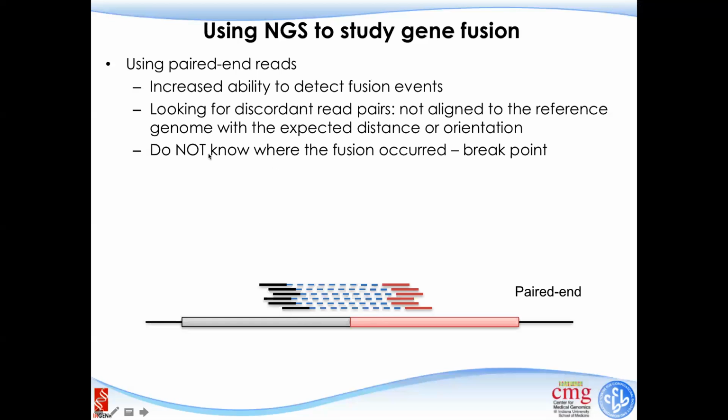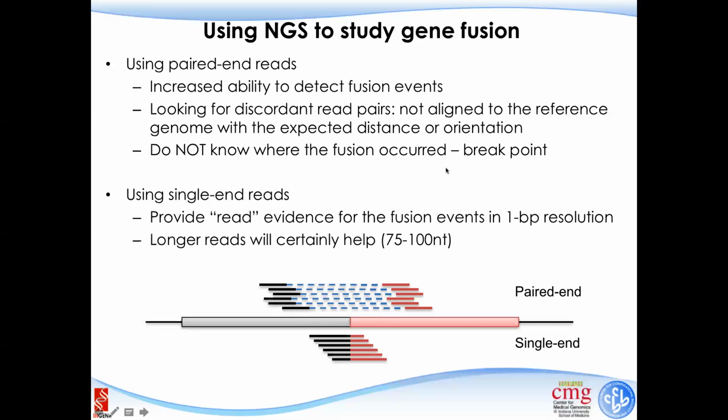But the problem is that we don't know where the fusion is. If we just use this kind of paired-end sequence without a fragment located on the fusion point, the breakpoint, we cannot know where the true breakpoint is. Using single-cell reads provides direct evidence of the fusion events at one base pair resolution, and longer reads can get where the breakpoint is, so longer reads will certainly help here.